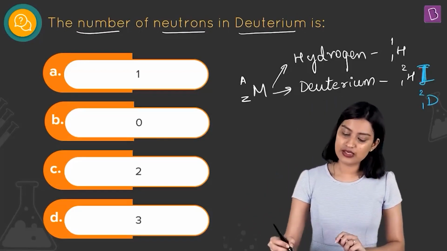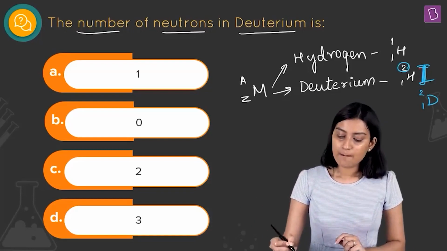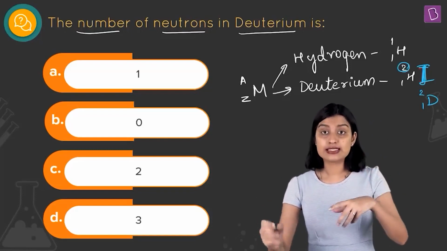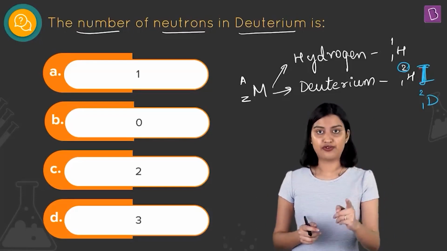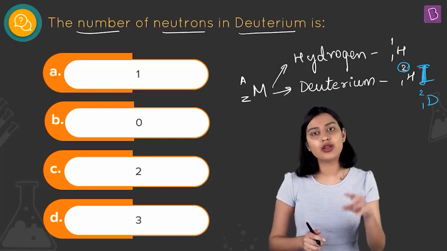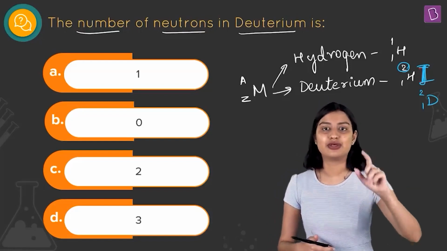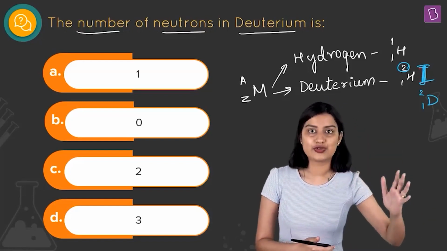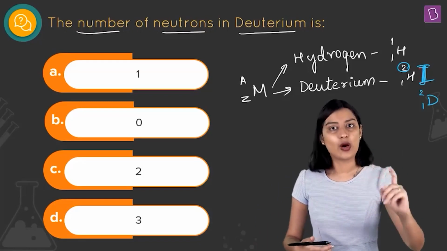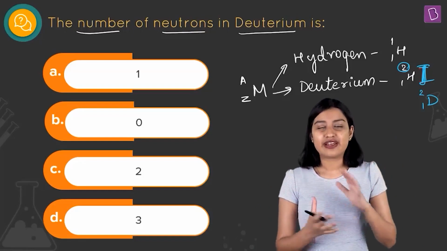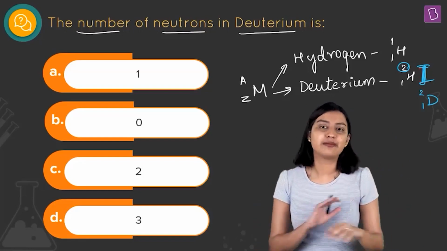So here you can see that the mass number has become 2. Since the identity of the element is the number of protons, you have just one proton. So what else can you have in the nucleus? What other nucleon can you have? You can have either proton or neutron. So deuterium has one neutron. I know that I have made it very, very simple. Maybe I've oversimplified it, but it's okay.